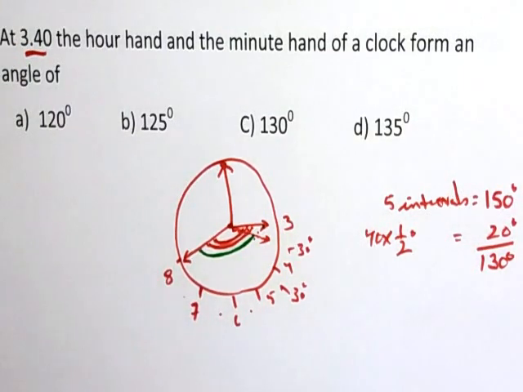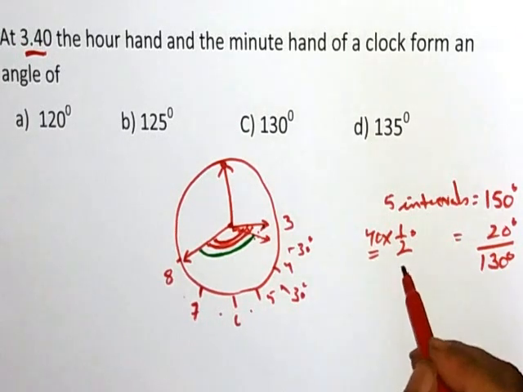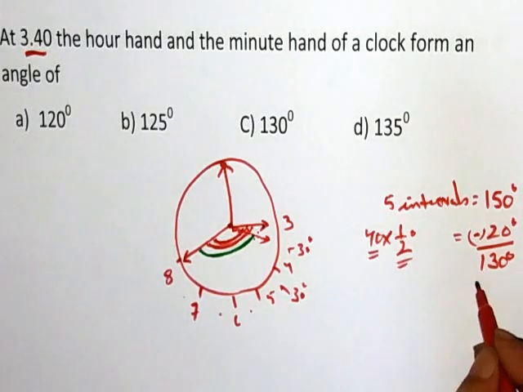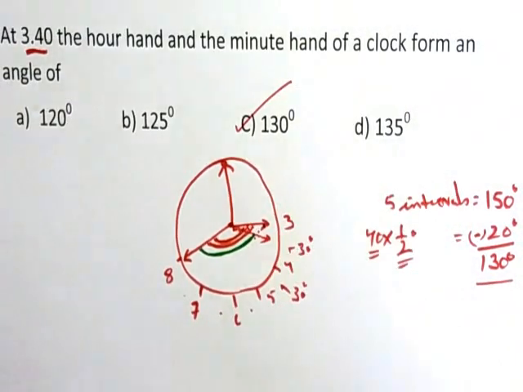And we know that when the minute hand proceeds, the hour hand will also proceed. So we will have to find the exact angle. For the 40 minutes, the hour needle will proceed 20 degrees, because per minute it proceeds only half a degree. So we just subtract this 20 degrees from the 150 degrees. The resultant angle will be 130 degrees. That means this is the correct answer.